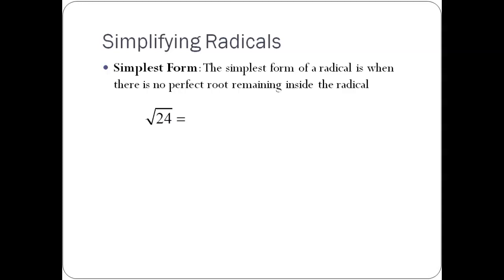So what we can do is rewrite the square root of 24 as the square root of 4 and the square root of 6. And that way we can simplify the square root of 4 to 2. So this would be equal to 2 root 6. All right, let's take a look at example 1.